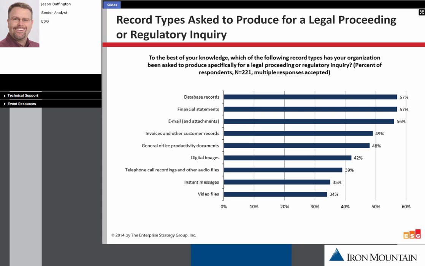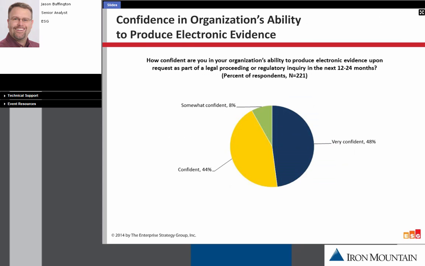So be thinking about that as you think about, okay, so this will happen to you. It's going to happen more than you think. The kinds of data that you're going to be requested to come back with is varied. And here's the ugly one. When we ask those same IT folks, what is your confidence level? This is a subjective number, right? What is your confidence level that you'll be able to produce the electronic evidence upon request as part of that legal proceeding or regulatory inquiry?